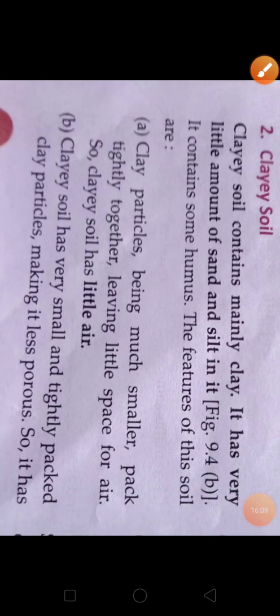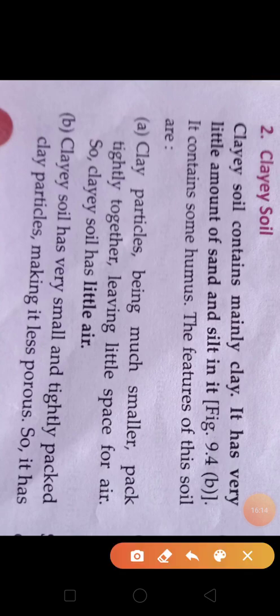Okay children, now the second type, that is clay soil. In clay soil you can see that it has the highest water holding capacity. The particles are very small and they are tightly bound together. Okay, and they have very little space between these particles. So you can see the definition first. It contains clay. Okay, it has a very little amount of sand and silt. It contains some humus. Okay, only some humus is found there, not fully.